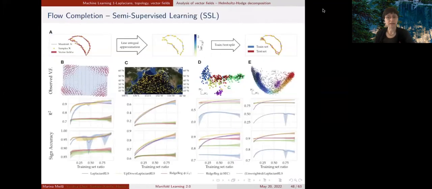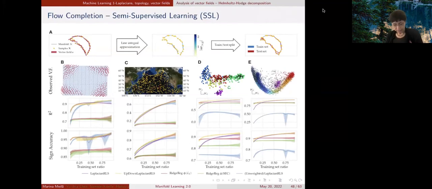Another thing that people like to do, and these are just examples of what one can do, and one can multiply these examples as much as we want, so this will be the last, is semi-supervised learning. So in semi-supervised learning, we have the manifold and the graph, but there is a flow on the manifold, and of this flow, we only observe a subset of the edges.